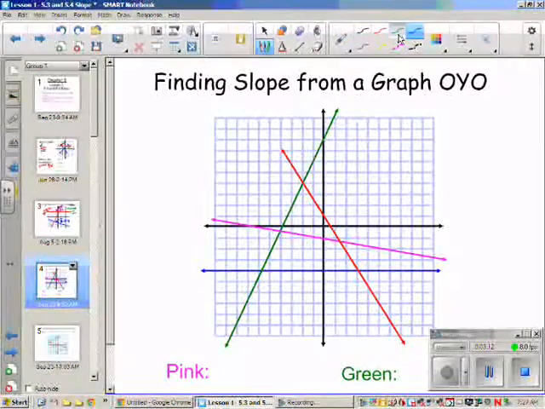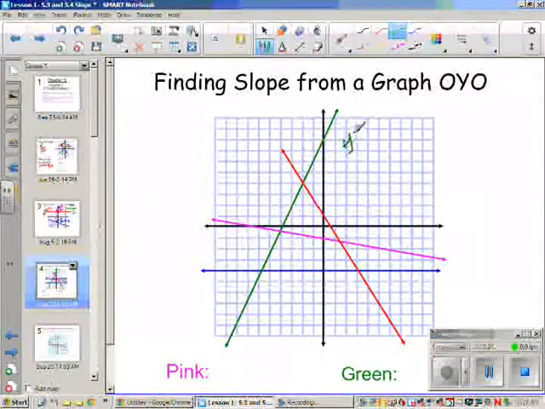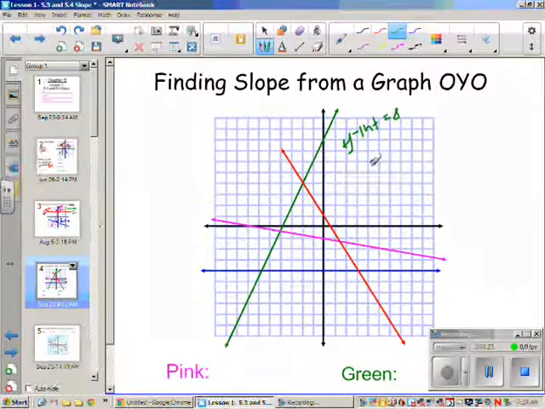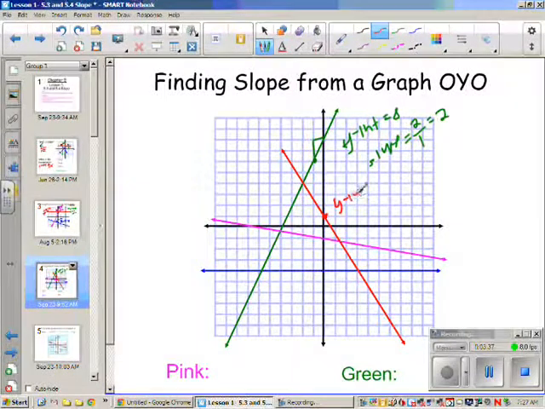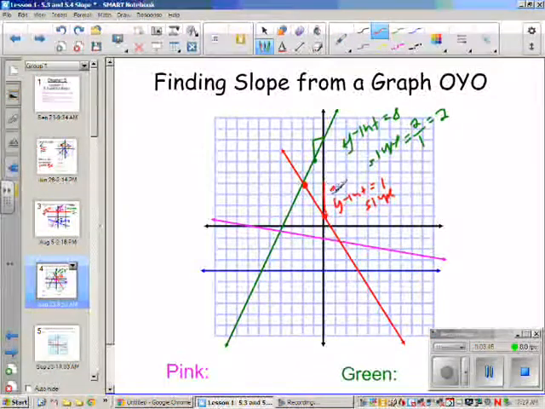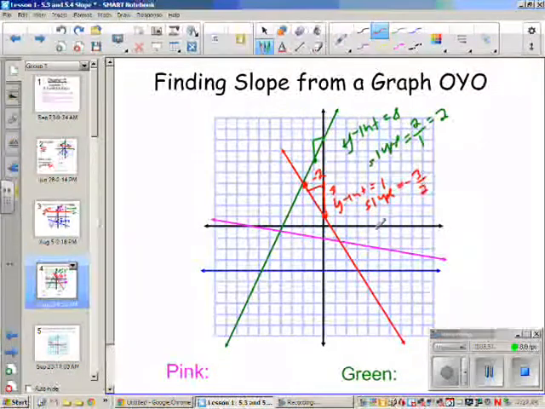Right, so I'm going to give you the answers. The green line has a y-intercept of 1, 2, 3, 4, 5, 6, 7, 8. And the slope is up 2 over 1, so 2 over 1. The red line has a y-intercept of positive 1 and a slope of, use that point right there, up 3 and negative 2. So it has a slope of negative 3 over 2.